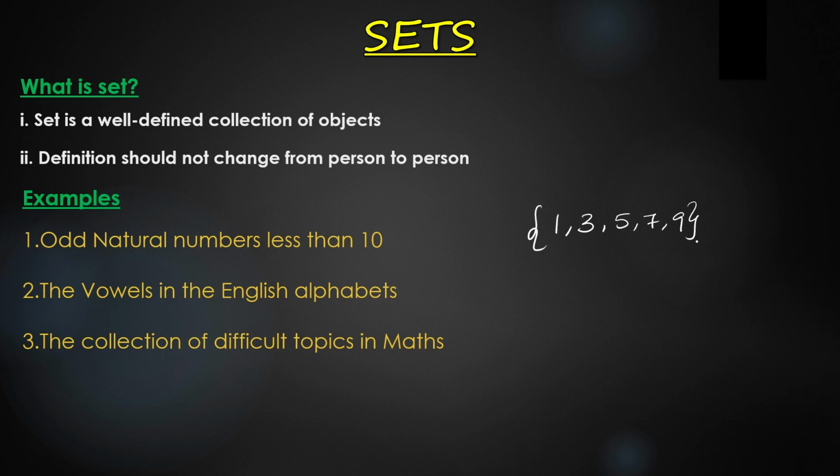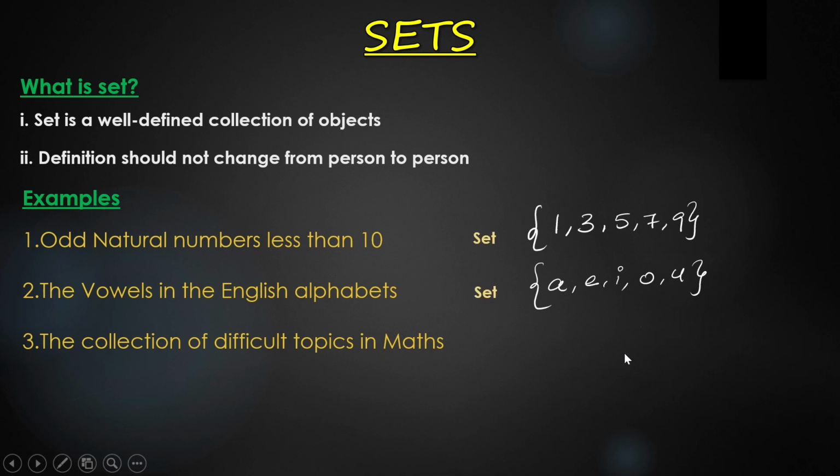And the second example is the vowels in English alphabets. So what are the vowels in English alphabets? We have A, E, I, O, U. So these are the vowels in English alphabets. And what about the third one? So we can call the first one a set and the second one a set.